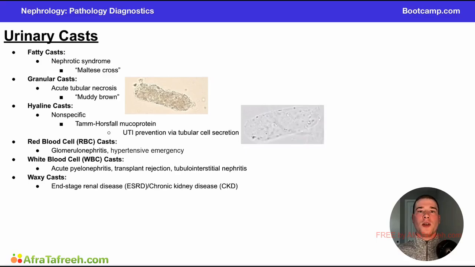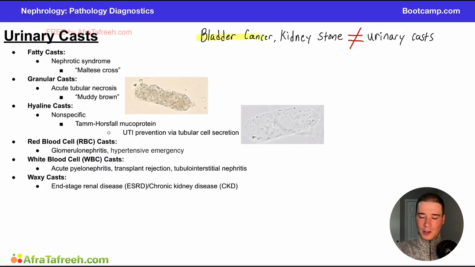It's important to know that things like bladder cancer or kidney stones are certainly pathologies in the urinary system, but these do not present with casts. So while bladder cancer and kidney stones might present with hematuria, they do not present with urinary casts. This is important, right? If we're working up a patient and we don't see any urinary casts on inspection, this helps to narrow our differential diagnosis.